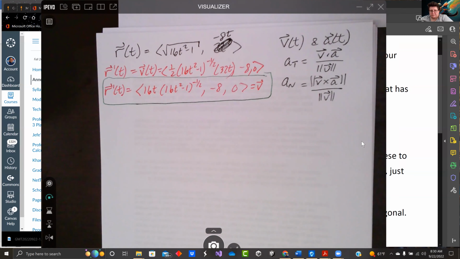This is where it starts to get messy. That wasn't too bad. Wait, why do you have a comma between your? Because it's a vector. No, but there's a comma between the first part and negative 8. Negative 8 is the y component, and then 0 is the z component. Oh.